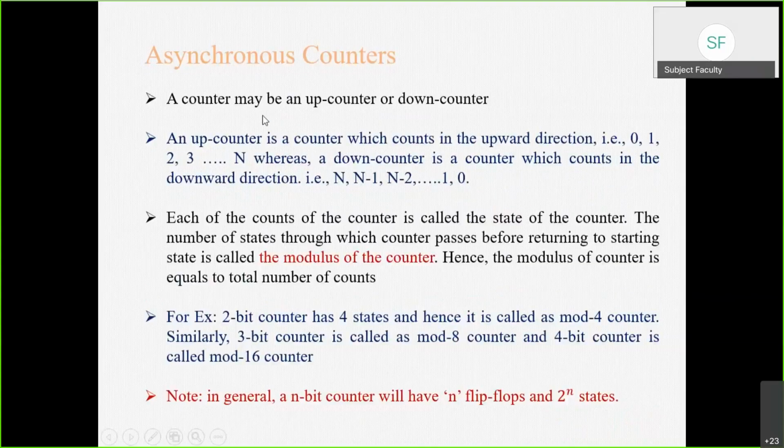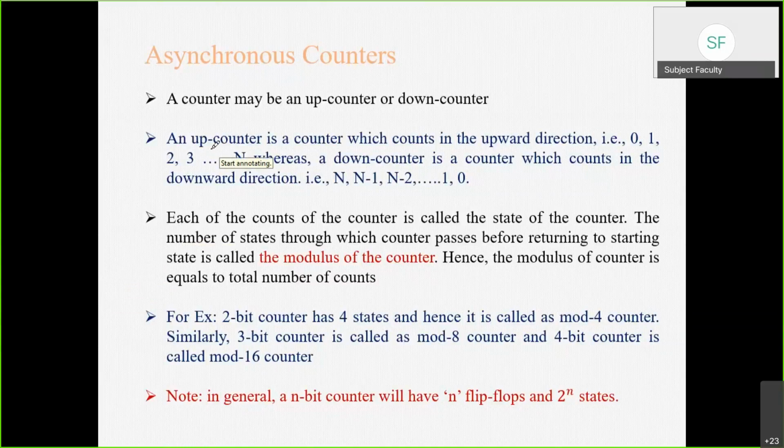Now again, a counter may be an up counter or down counter. So either you can count starting from 0, 1, 2, 3, and so on, or you can also count in reverse. If I have to count from 1 to 10, then what are the different ways in which I can count? Either I can count 1, 2, 3, 4, 5, 6, 7, 8, 9, 10, or the other way is you can count in downward direction. That means starting from 10, 9, 8, 7, 6, 5, 4, 3, 2, 1, in this way.